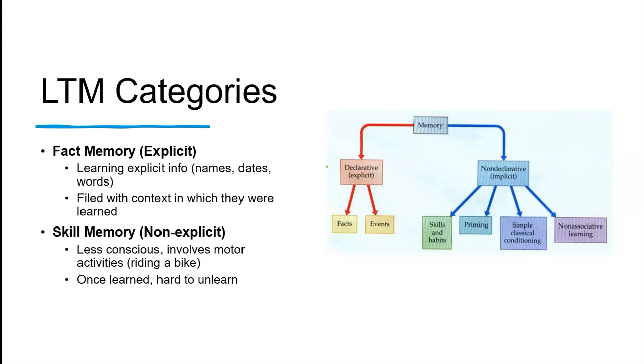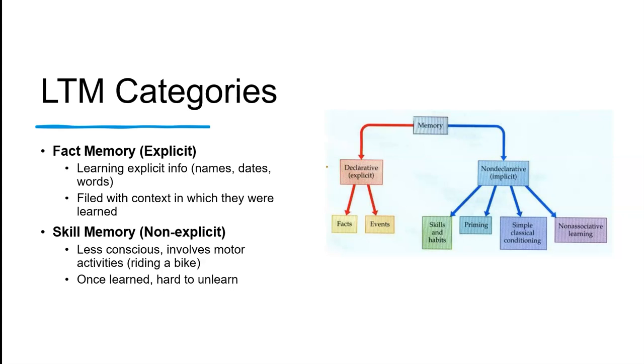Let's say you learned your address. Well, when did you learn it? Who taught it to you? Why did you learn it? If you remember an event, you remember it because something important happened. You went with somebody important. You probably remember the date and what you had on. So that is factual memory.